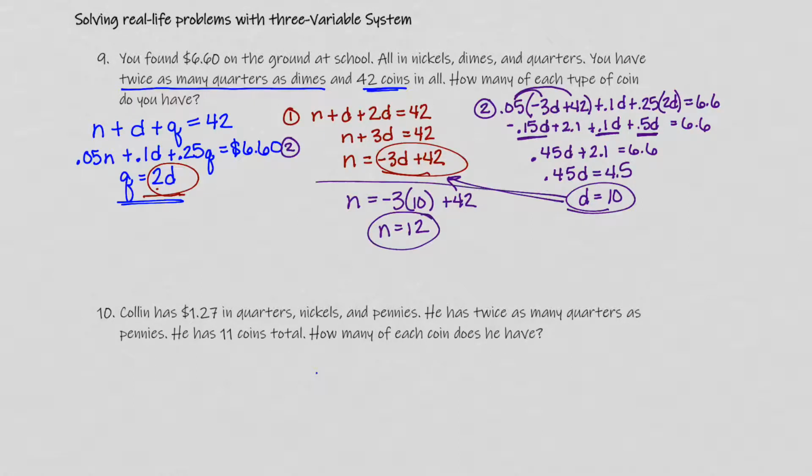And then take your d and also plug it in for quarters here. Quarters equals 2 times d, so 2 times 10. So I have 20 quarters.